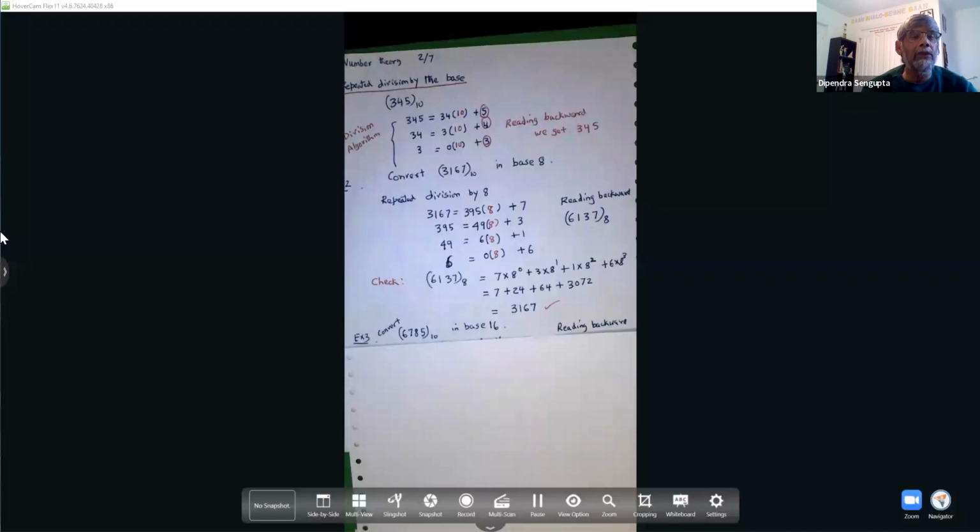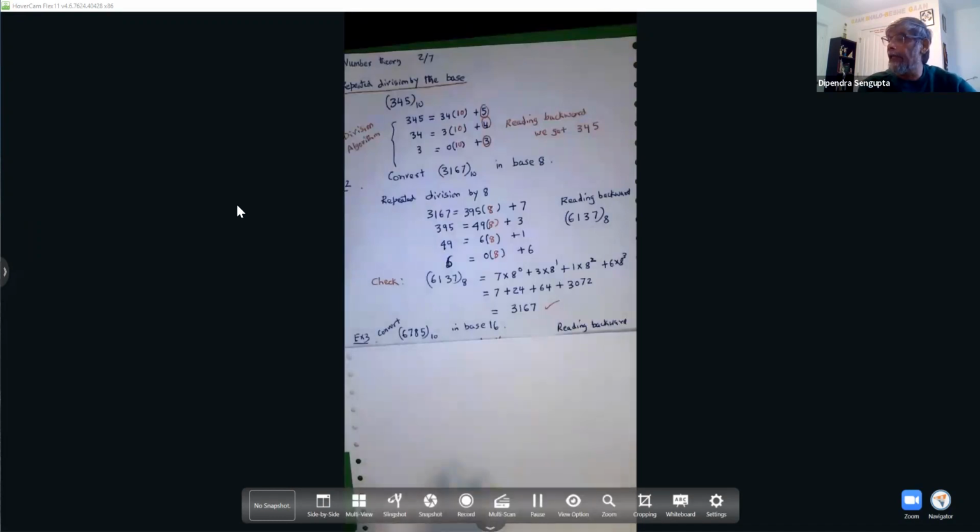So that's why they start from 10, since 10 is a two-digit number. They say 10 is A, 11 is B, and all the way to 15, which will be F. So replace 10 by A, 11 by B, 12 by C, 13 by D, 14 by E, and 15 by F. You have seen this in my PowerPoint, so it's nothing new to you.